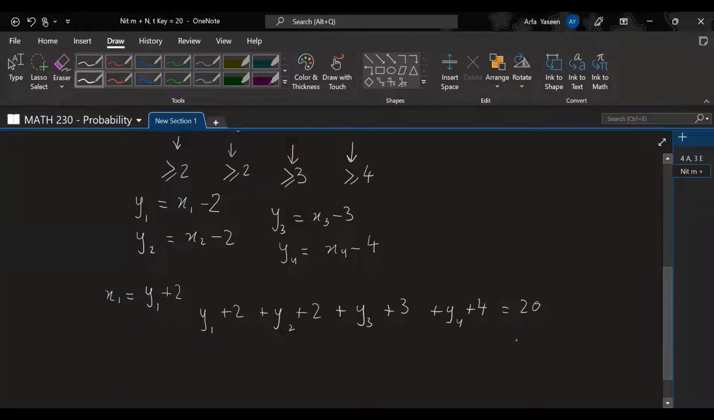We can simply find non-negative solutions to this equation, because if x1 has to be greater than or equal to 2, then y1 would automatically have to be greater than or equal to 0, right? And similarly, y2 would have to be greater than or equal to 0, and y3 would have to be greater than or equal to 0. For all y's, they have to be greater than or equal to 0.